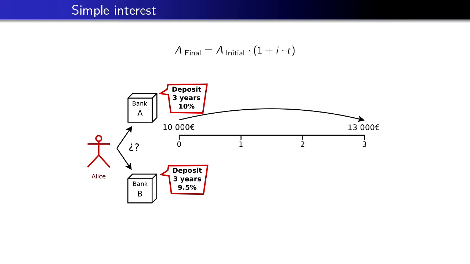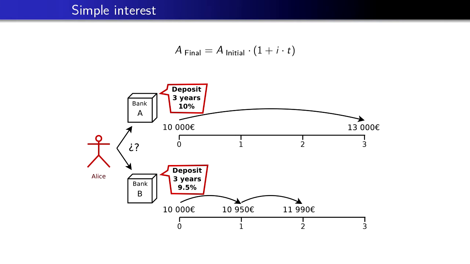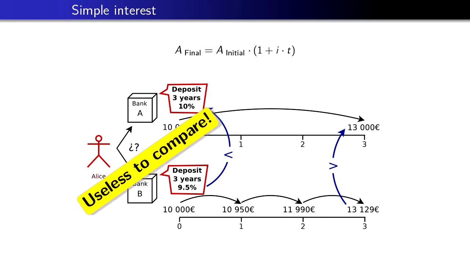Applying the formula, Bank A will give €13,000. Bank B will give €10,950 after 1 year. If renewed, €11,990 in year 2 and €13,129 after 3 years. Alice would earn more with Bank B, although it seemed like a lower interest. If terms vary, simple interest does not allow to compare investments. For this reason, this form of interest is not used at all in the financial world.